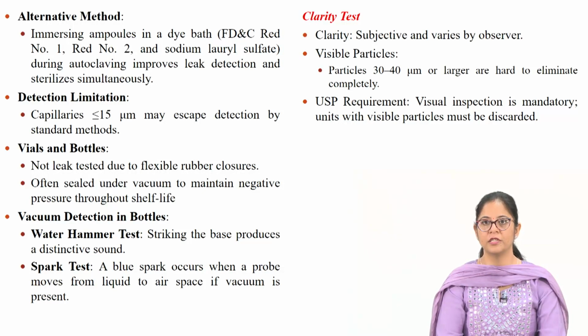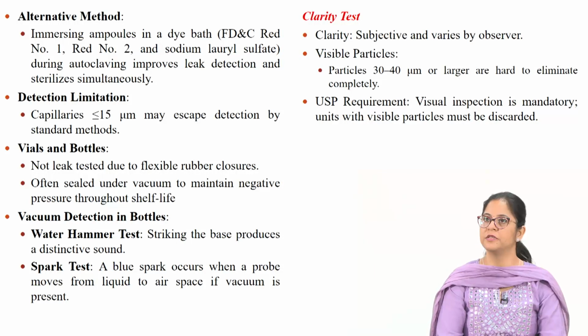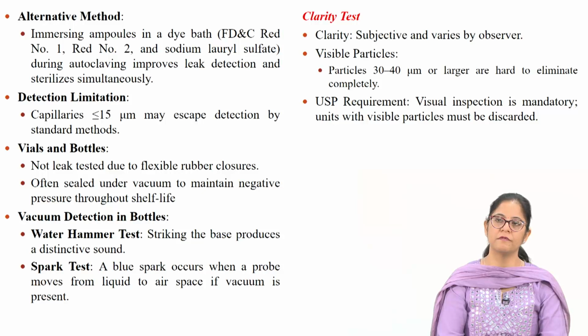The vacuum detection in bottles is done by water hammer test. Striking the base produces a distinctive sound. Spark test: a blue spark occurs when a probe moves from the liquid to airspace if vacuum is present. Clarity is subjective and varies by observer. Visible particles in the range of 30 to 40 micrometer or larger are hard to eliminate completely. So the USP requirement is that visual inspection is mandatory. Every unit must be visibly inspected for the particles.